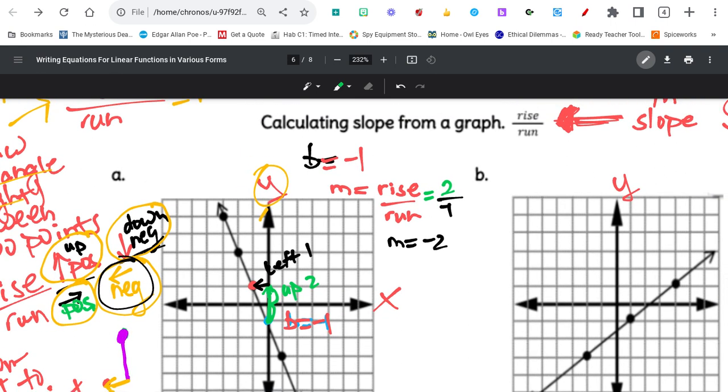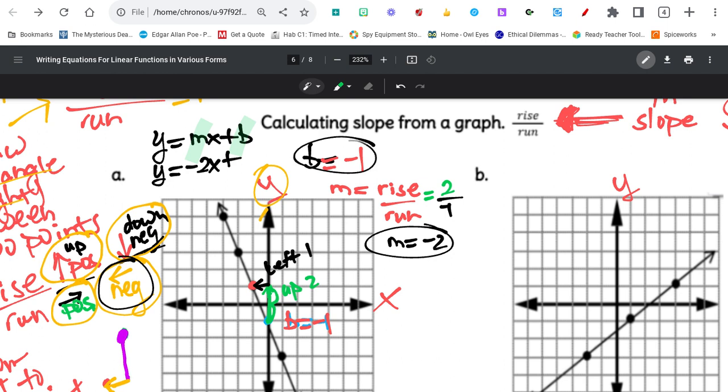When I write my equation, I write it in y equals mx plus b form, and all I do is replace m and b. I'm going to keep the variables x and y. So y stays, m changes to -2. Put your x behind it, plus b, well, b is -1, so I'm not going to put plus -1. I'm just going to put -1. So that is the equation of this line: y = -2x - 1.